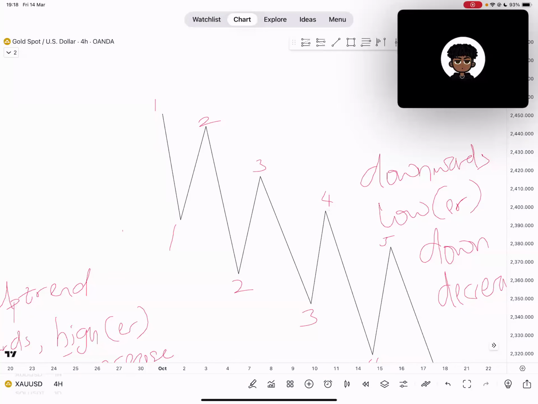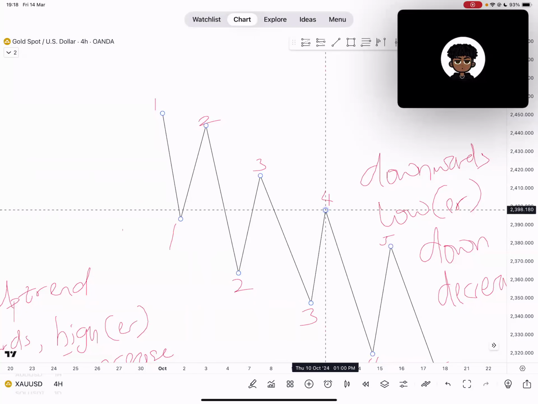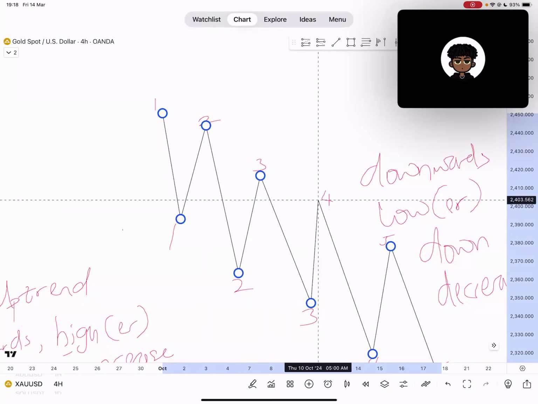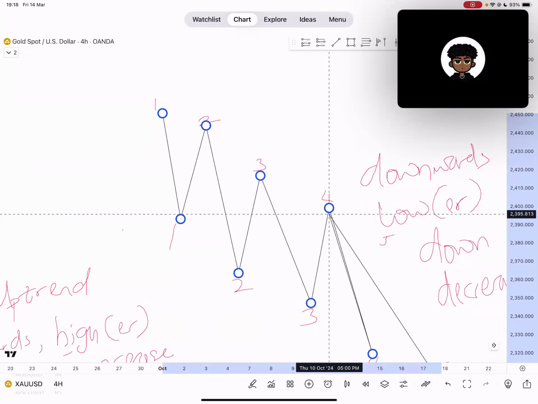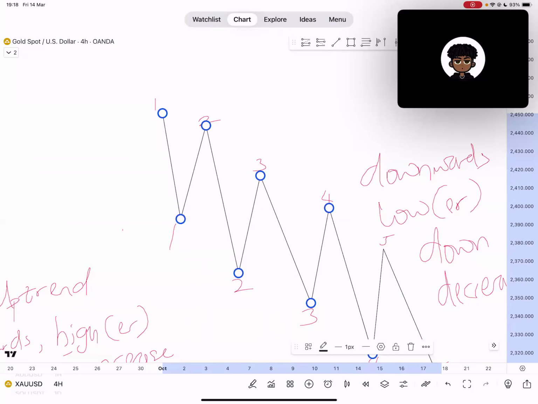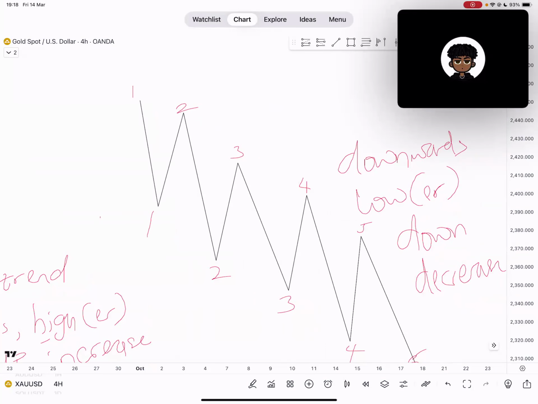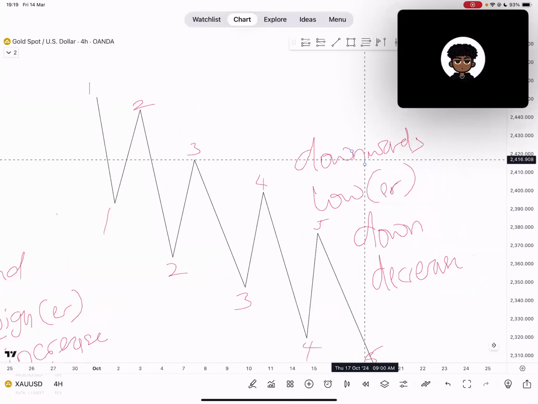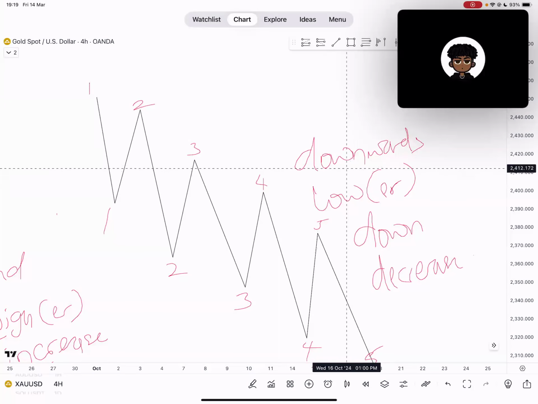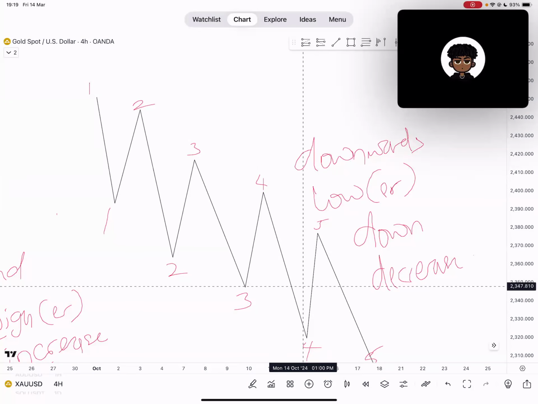So I was saying, high two is lower than high one. High three is lower than high two. High four is lower than high three, and high five is lower than high four. So when you have price creating new highs that are lower than the previous highs, automatically you're no longer thinking uptrend. You have to start thinking downtrend, because I told you that when you see something going downwards, you have to relate it with words like lower, down, decrease, right?